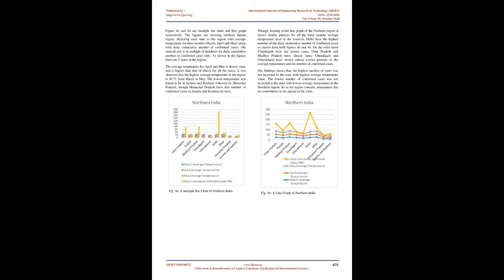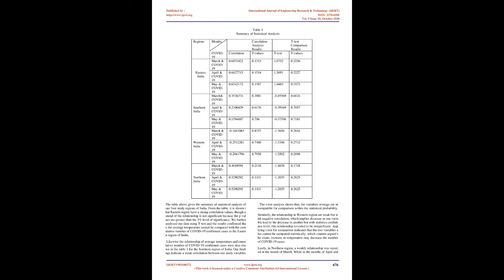The average temperature for April and May is almost the same and is higher than that of March for all the states. It was observed that the highest average temperature in the region is 30°C from March to May. The lowest temperature was found in Jammu and Kashmir, followed by Himachal Pradesh, though Himachal Pradesh has fewer confirmed cases than Jammu and Kashmir does.